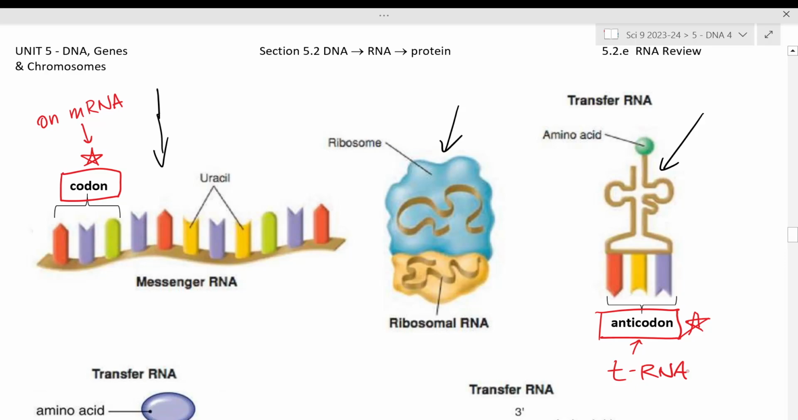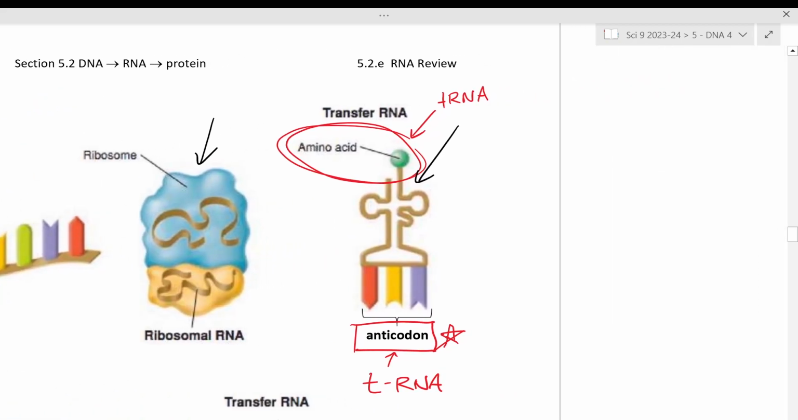Transfer RNA not only has an anticodon, but it also has something else that's very important to its function. What's the other thing that's attached to the tRNA that's really important? The amino acid. Okay, so the tRNA brings the amino acid to the ribosome.